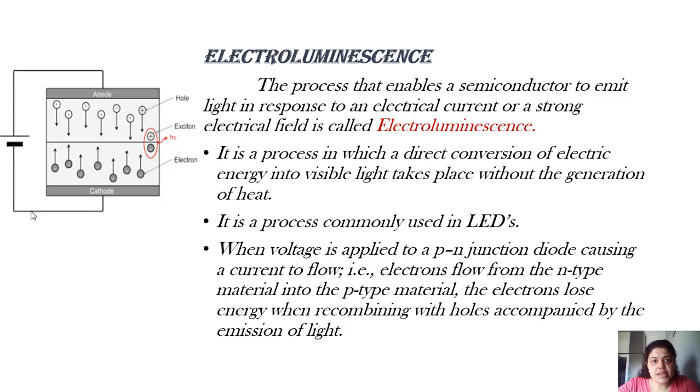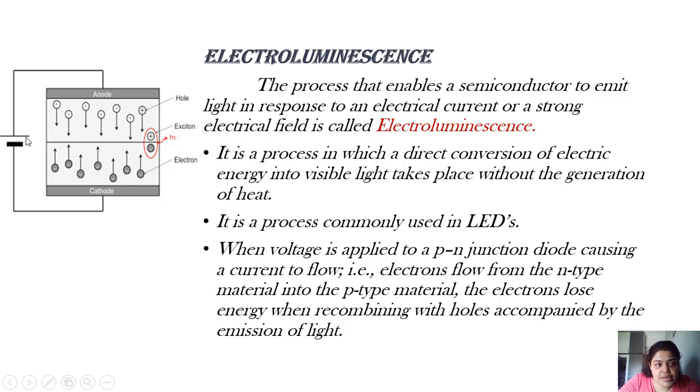Now for writing the short note on LED, you have to discuss electroluminescence in brief. No need to draw the diagram, no need to write a full paragraph, just a definition is sufficient. So what is electroluminescence? The process which enables the semiconductor to emit light in response to an electrical current or a strong electric field is known as electroluminescence. This word itself says electrical energy being converted into light, luminescence.